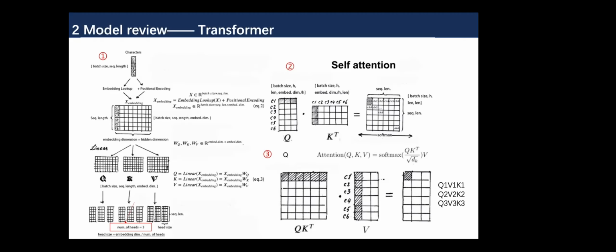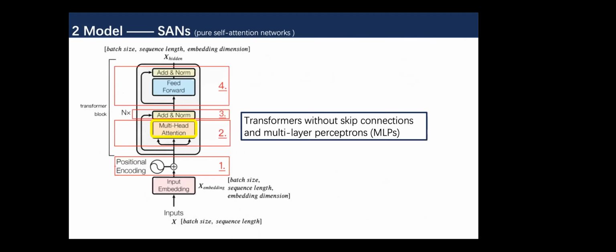Okay, let's move to another part. In this paper, we analyzed SANs. It's a pure self-attention network, which means transformers without skip connections and multi-layer perceptrons. You can see this is the transformer block, but we only want this part. It's the multi-head attention, and we call it SAN.